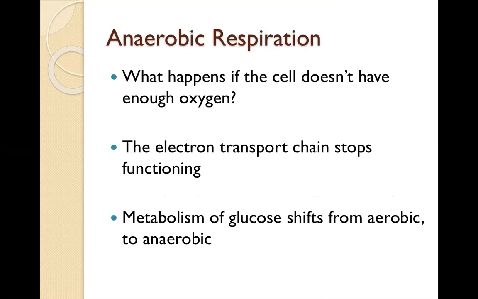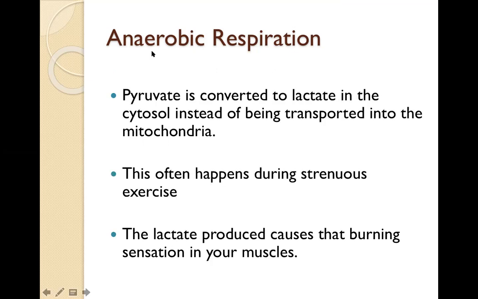But now we're going to talk about what happens when there's not enough oxygen. And the first thing that happens is the electron transport chain stops functioning. You must have oxygen in order for it to happen. And the metabolism of glucose shifts from an aerobic system to an anaerobic system. And anaerobic just means without oxygen.